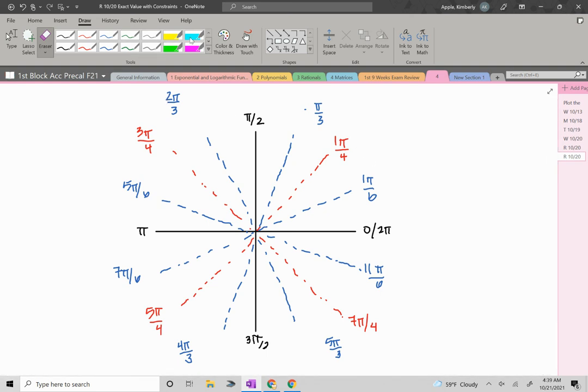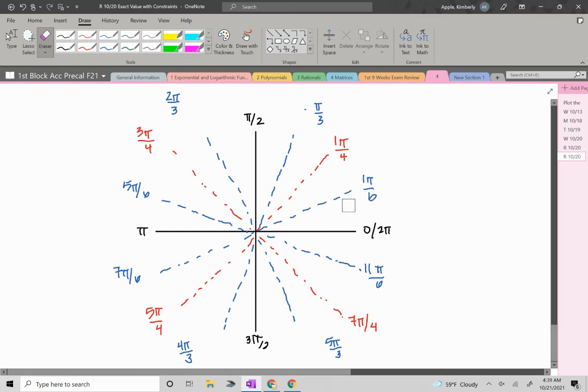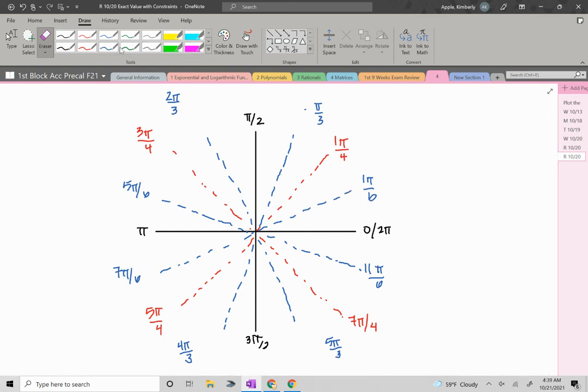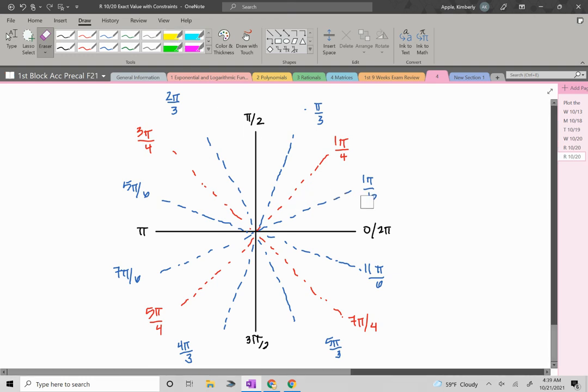And the other thing you can use to remember these is that all of the 30-degree reference angles have 6 in the denominator, here and here. And then all of the 60-degree reference angles have 3 in the denominator, and so on and so forth.